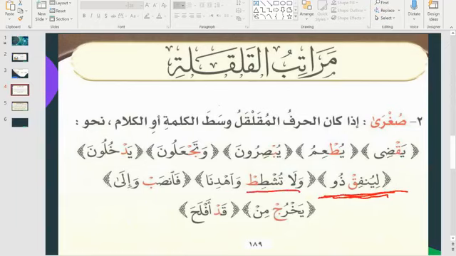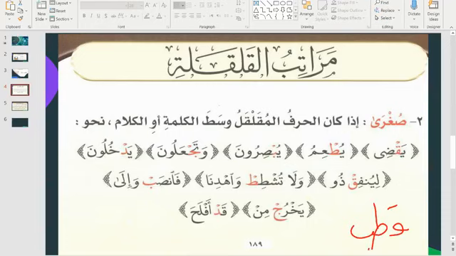ذو ولا تشطط. Did you hear that? You can feel that vibration. That's another name that we can give instead of saying a bounce. We can probably use another description and call it a vibration, a wave that you're given to it. لينفق ذو سعة. And here, ولا تشطط واهدنا فانصب وإلى يخرج من قد أفلح.